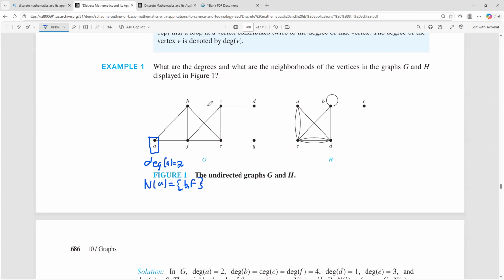Okay, let's do two more from this example. How about C? What is the degree of C? It's not three. Yep, it's four. We got one edge, two edges, three edges, and four edges. So there are four edges that come out of it and connect it to different nodes. You have to be sure to count them. And based off that, what is the neighborhood of C? B, D, F, E. Yep.